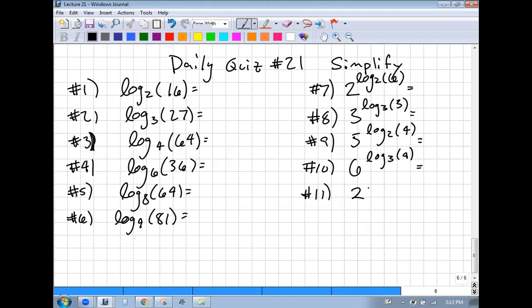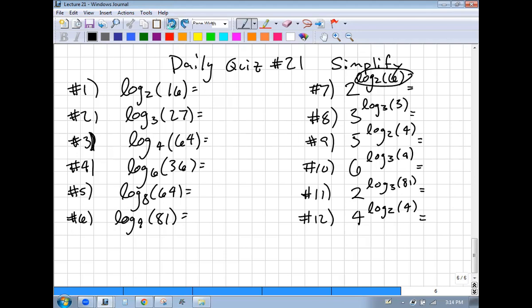2 to the log base 3 of 81. And number 12. 4 to the log base 2 of 4. Okay, so these are exponents over here.